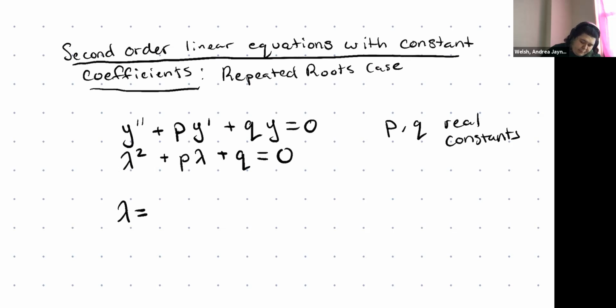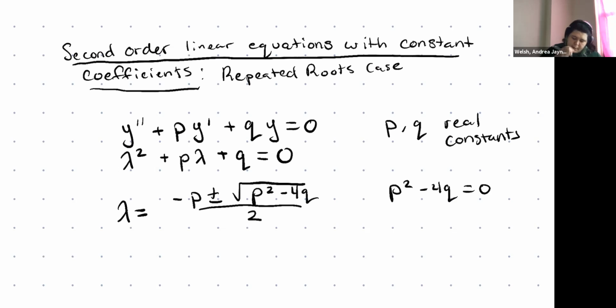when I factor this, or if I end up using the quadratic formula, my discriminant equals 0. So my p squared minus 4q is 0 in this case, and I'm left with minus p over 2 as my lambda. So this is the repeated root case.